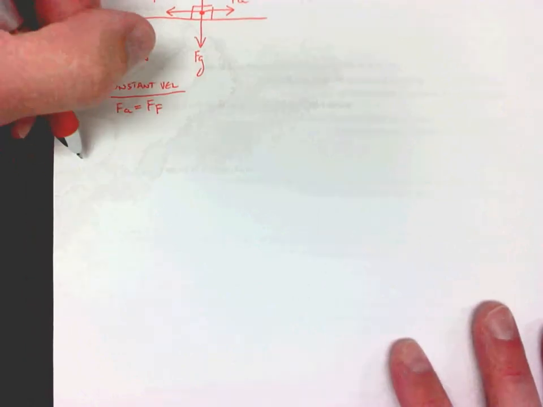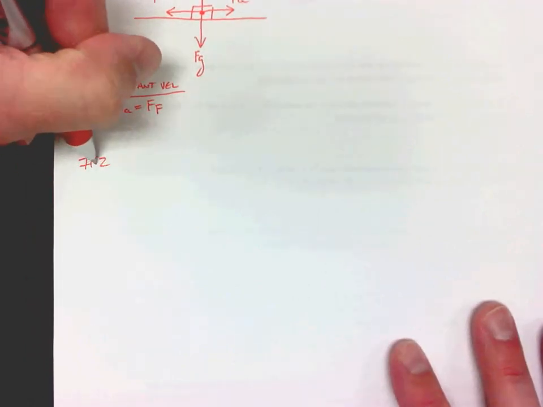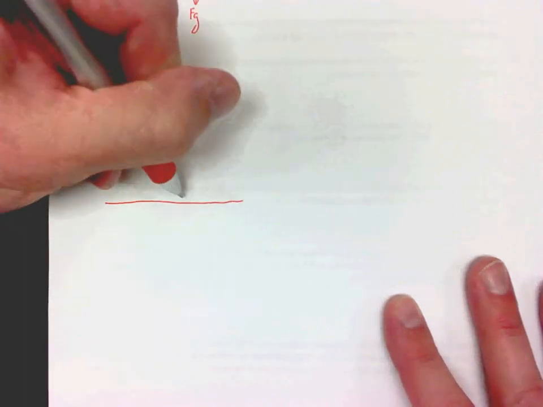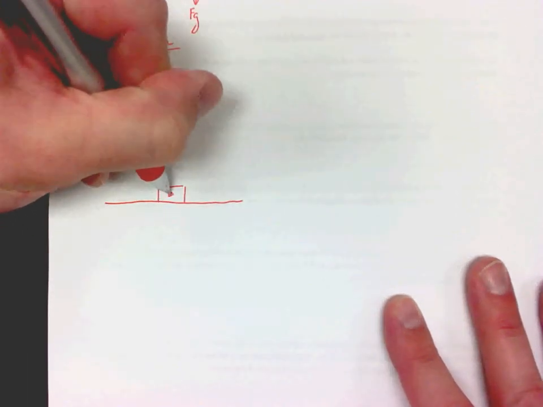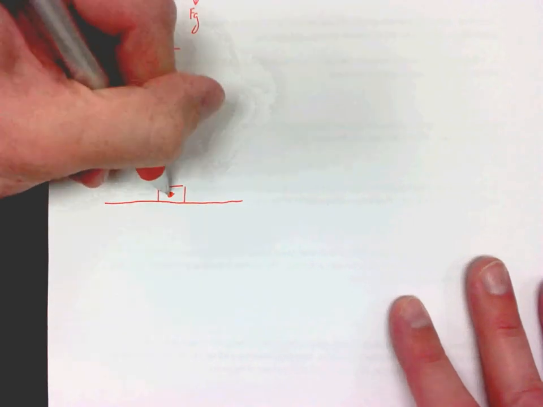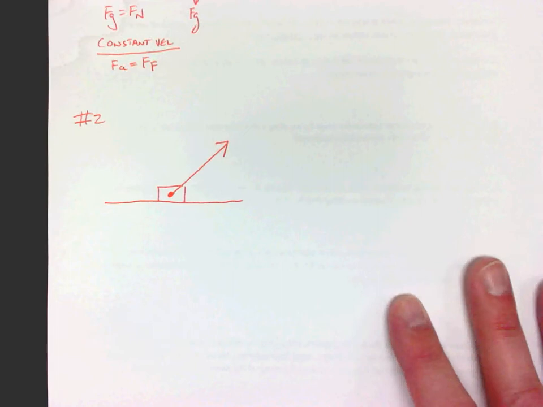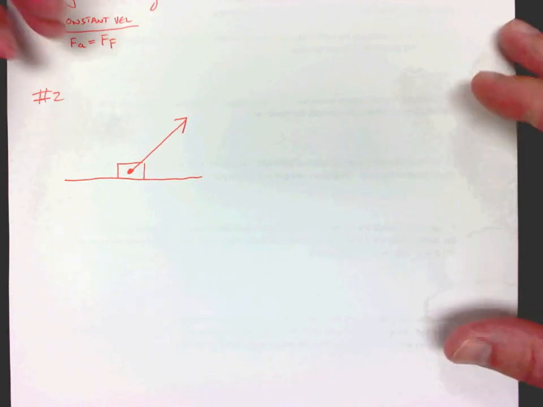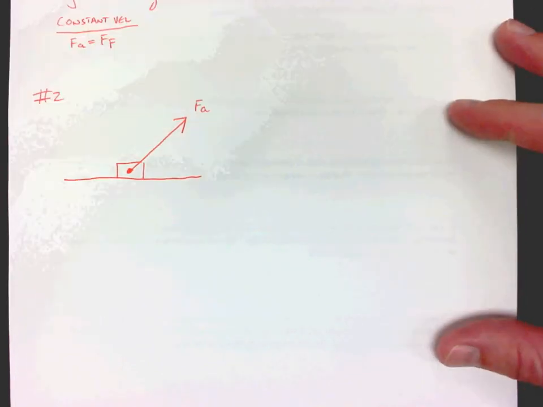Let's switch over, let's do number two. Number two is still a horizontal surface, so still got our object, dot in the center, that sort of thing. This one is going to be pulled at an angle though. So you can see why there's a need for this diagram. We don't always apply forces at perfectly parallel angles and things like that. So this is going to be our applied force at some kind of an angle.